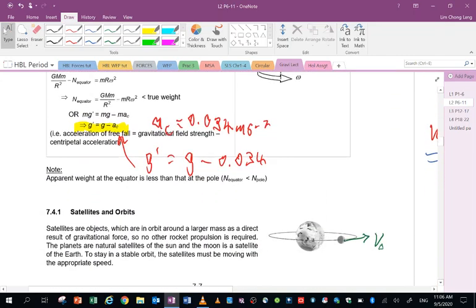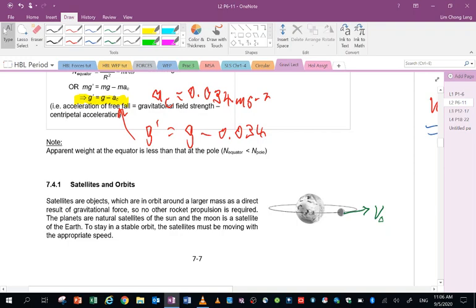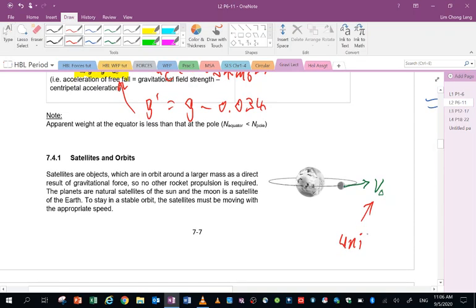Okay, let's move on. Satellites and orbit. A satellite in orbit has a tangential velocity v, and this v is a unique v. In other words, for every orbit of radius r, there is a certain unique velocity v. So it's a one-to-one. For a certain r, there is a unique v naught.